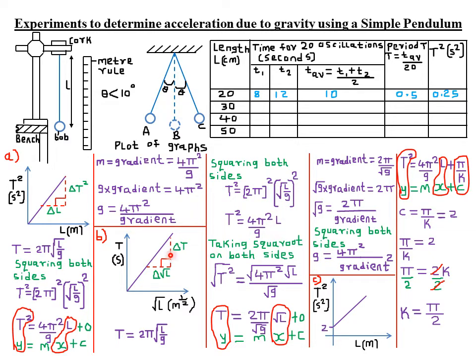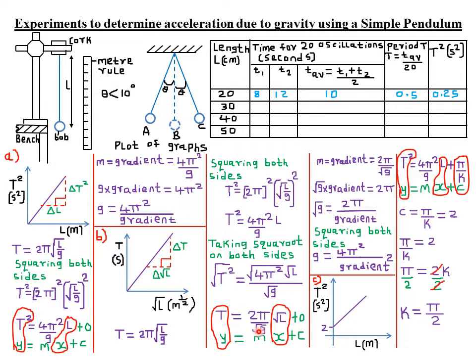Then of course, if I want T alone, I'll take square roots on both sides again, so that I remain with T. So the square root of T squared, I'll just take square roots on each and every side of this equation here. Square root of T squared, I'll get T. Square root of 4 pi squared, I'll get 2 pi. Square root of L, I'll just have root L. Square root of g, I'll just have root g.